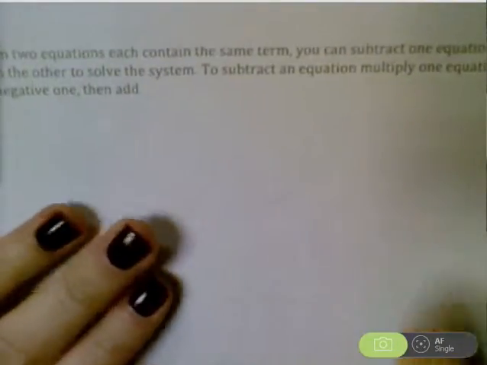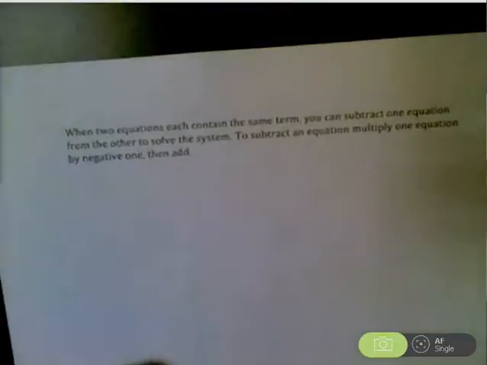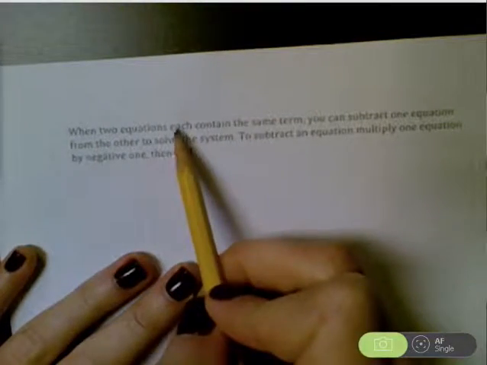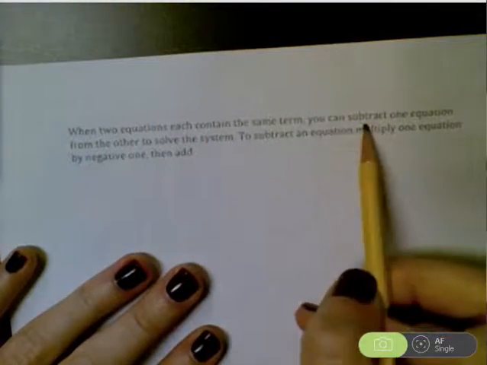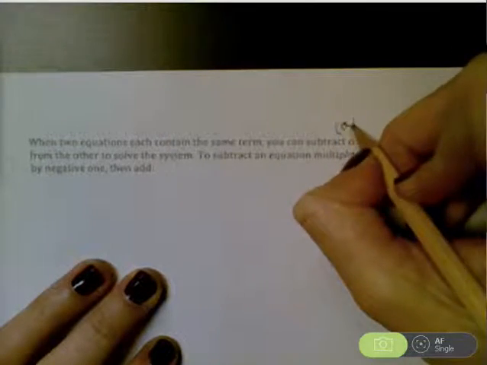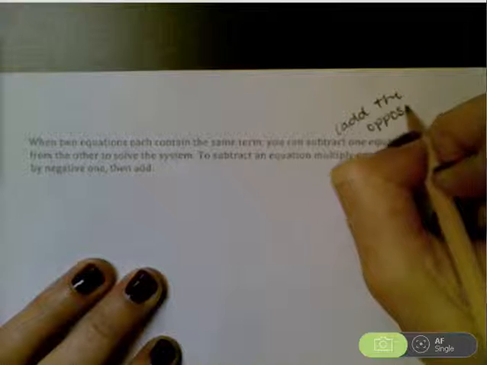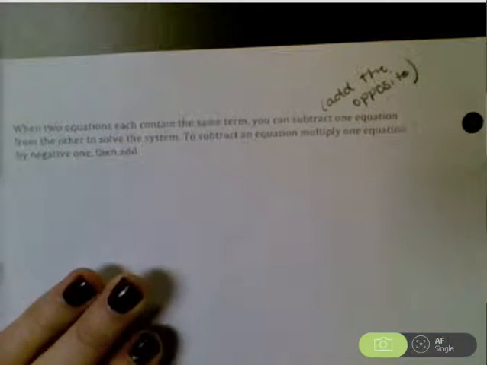When you turn to the back, you can see there's 2 other types of problems. So let's talk about the first other type of problem. It says when 2 equations each contain the same term, you can subtract, and in parentheses I want you to write add the opposite. Because subtracting is the same thing as adding the opposite.